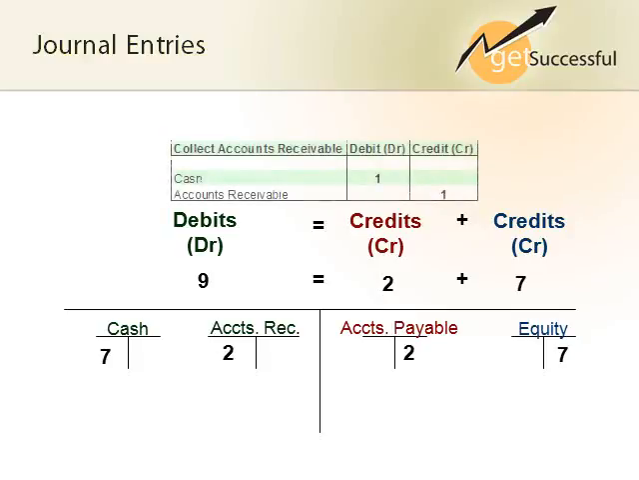In this example, the business records a collection for accounts receivable. Both accounts are assets. Cash has been debited by 1, and accounts receivable credited by 1. Again, building on our previous example, let's look at the effect on the T accounts. An entry of 1 is placed in the cash debit column, and a corresponding entry of 1 credited to the accounts receivable account. The cash balance increases by 1 to make the balance 8. Accounts receivable balance decreases by 1. Debit balances remain equal to 9. The credit balance also remains unchanged at 9.